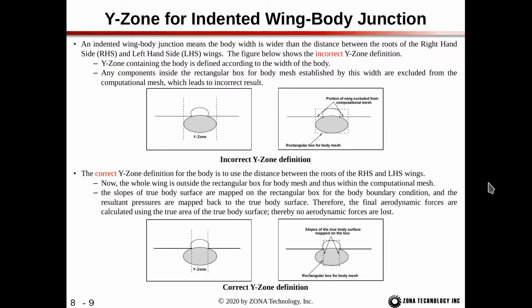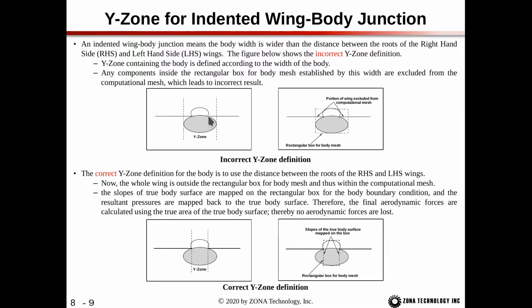Next, we want to look at the Y zone for the indented wing-body junction. An indented wing-body junction means that the body width is wider than the distance between the roots of the right-hand side and left-hand side wings, as shown in this figure. These two figures show an incorrect Y zone definition, where we choose our Y zone to be at the boundaries of the fuselage, and then we have our wing penetrating into the body box. So all of these wing panels will be inside the body box, so we won't have a flow solution here.